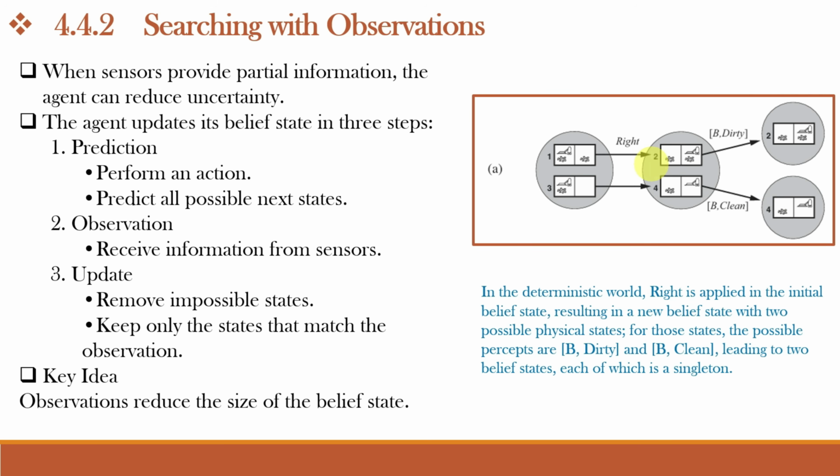So initially the agent had 2 possible states, state 2 or state 4. But after receiving one sensor reading, the uncertainty is removed. The agent now knows its exact state. It is either 2 or 4, not both of them. And this is the biggest advantage of observations. So observations help the agent remove impossible states and reduce uncertainty.